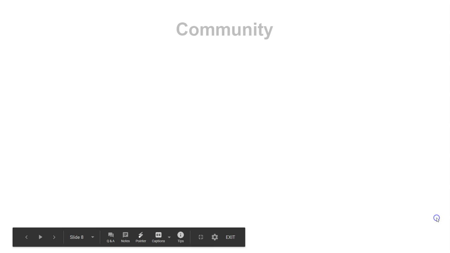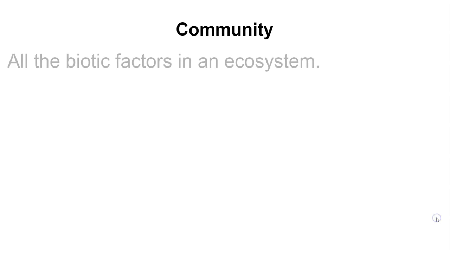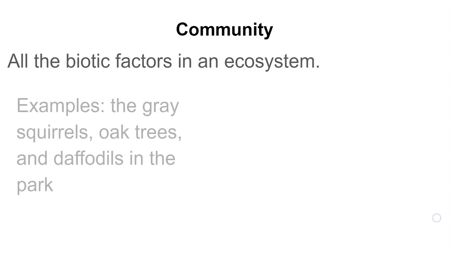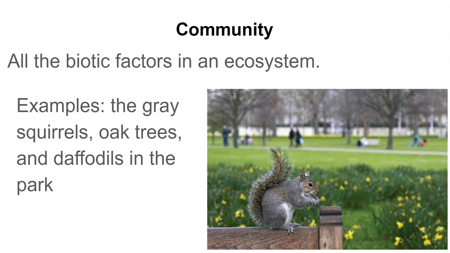The next level up from that is community. This is when we take all the biotic factors in an ecosystem or in an area. So not just the squirrels, but now we're going to add in the trees and the daffodils and the grass and the birds and the insects. So anything that's living in a specific area is called a community.